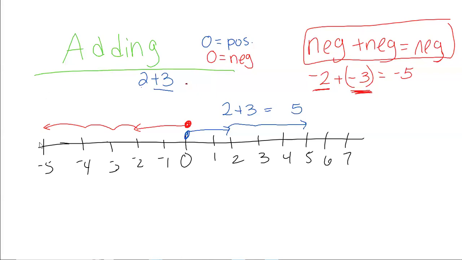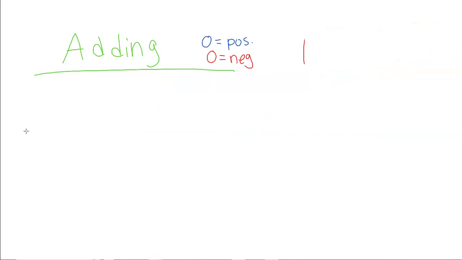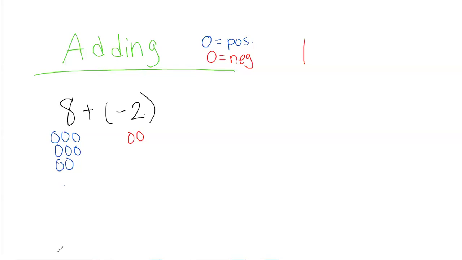It does get a little more tricky when you're doing one positive and one negative. For example, let's take 8 plus -2. And I'll do it back with our circles, remembering blue is positive. 1, 2, 3, 4, 5, 6, 7, 8. And then -2, red is negative. What happens here is that a positive and a negative will cancel each other out.